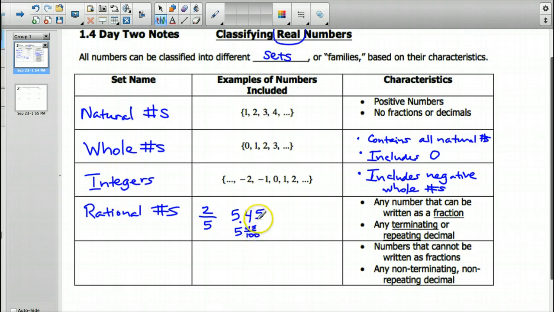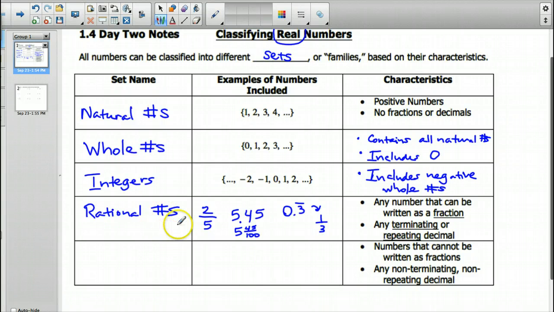So terminating decimals are rational numbers. Repeating decimals are also rational numbers. So 0.3 repeating is a rational number because it can be written as the fraction 1/3. Okay, so all terminating, all repeating decimals, and all fractions are part of the rational numbers.